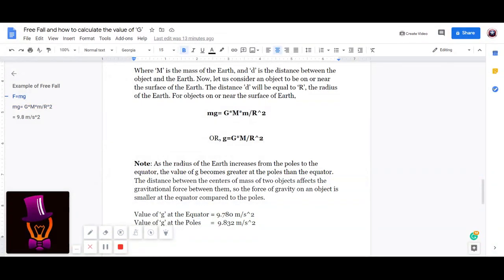Note: as the radius of the Earth increases from the poles to the equator, the value of g becomes greater at the poles than at the equator. The distance between the centers of mass of two objects affects the gravitational force between them. So the force of gravity on an object is smaller at the equator compared to the poles.